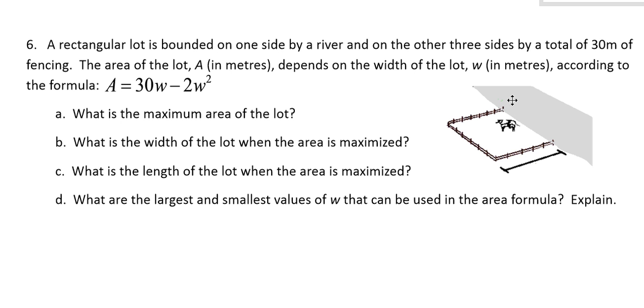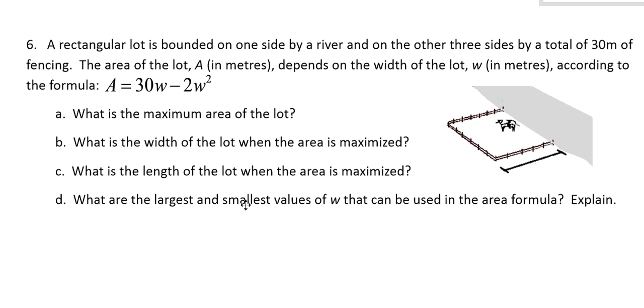So what do we know? Well, we know again 30 meters of fencing. The area of the lot in meters depends on the width of the lot in meters, according to this formula. So here's a formula that tells us how to calculate the area of this particular rectangular lot. And as they say, it depends on what the width is, knowing that we have 30 meters of fencing.